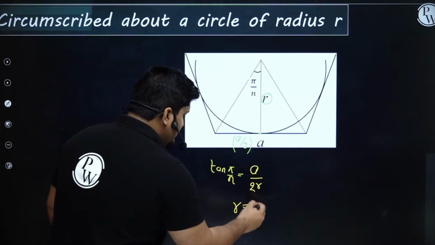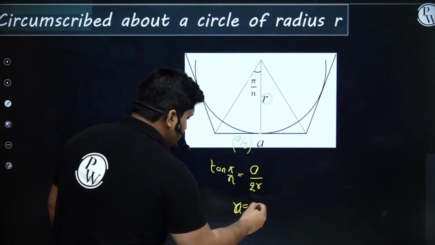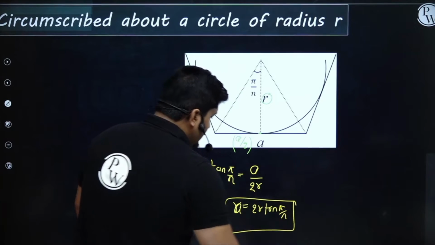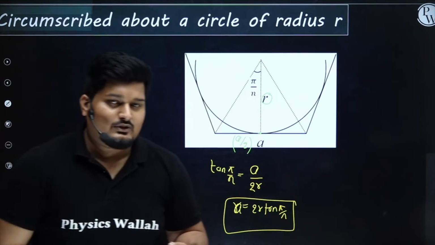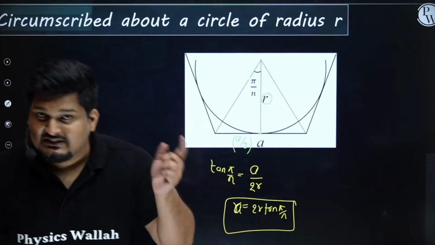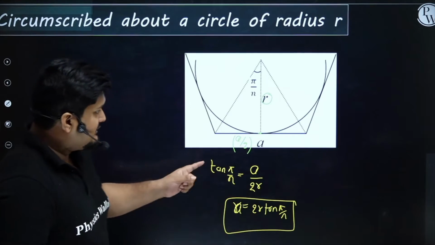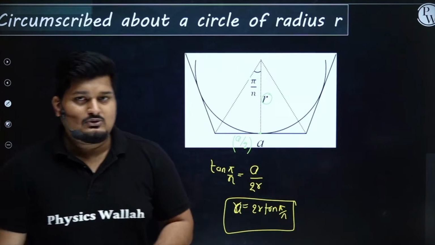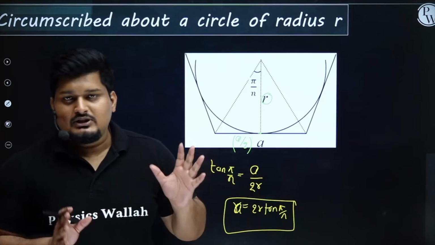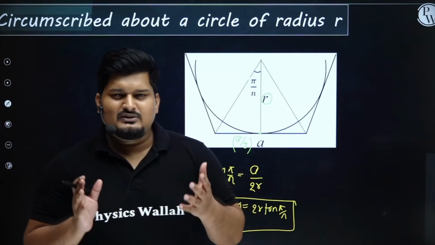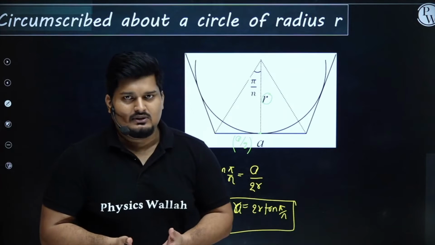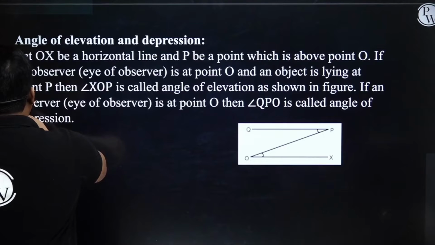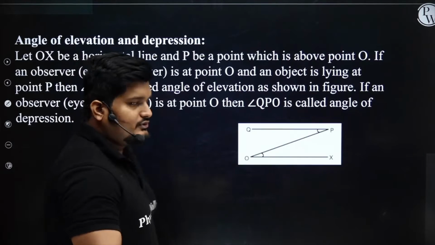So what is a now? a will be equal to 2r tan pi by n, right? It is 2r sine pi by n if the polygon is inscribed, and if it is ascribed, it is 2r tan pi by n. We had problems in JEE Mains which were directly asked from these two formulas, right? I hope it is very easy to understand and easy to memorize also. So remember it also.